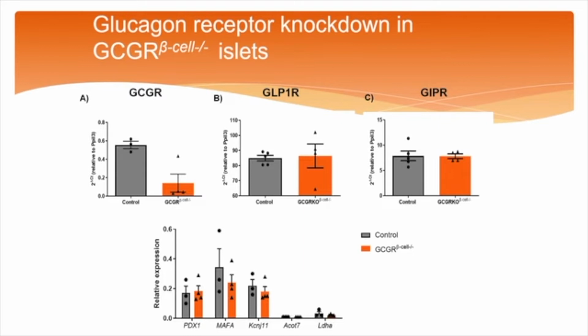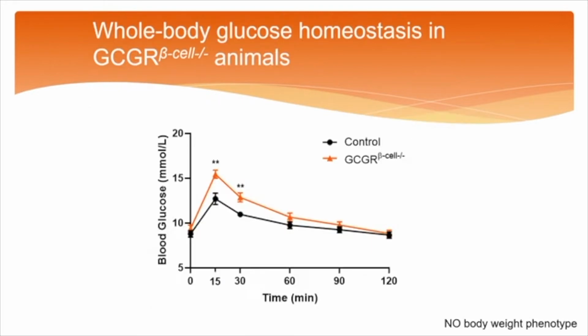We crossed it with our INS-CRE mouse, and so we have developed a mouse line with beta cell specific loss of the glucagon receptor, and we do indeed see loss of the glucagon receptor in islets, but no change in the expression of other incretin hormone receptors. The morphology of these islets using IHCs appears to be completely normal, as do other markers of beta cell maturation, for example, the expression of disallowed genes.